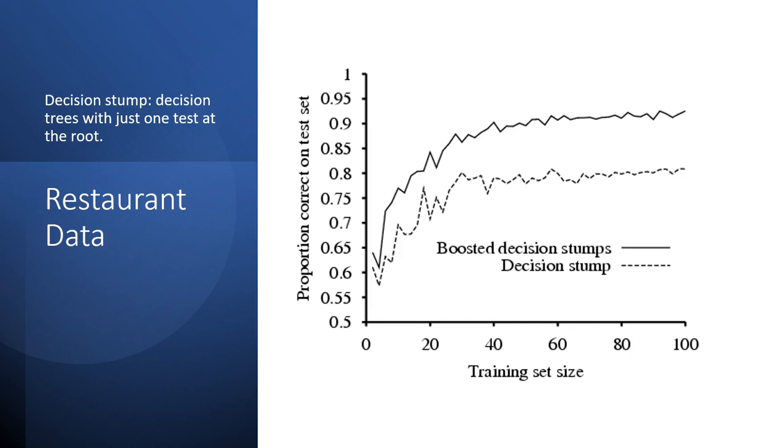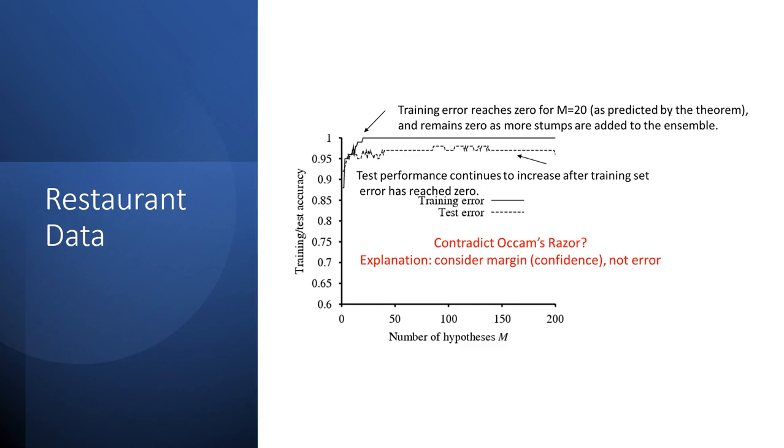So here we're looking at some restaurant data, and a decision stump is a decision tree with just one test at the root. Here we see the relationship between the proportion correct on the test set compared to our training set size. Our boosted decision stumps are doing much better overall than our decision stumps. And if we look at it again, we see that our training error is going to reach 0 when our size is 20, which is predicted by the theorem, and it's going to remain at 0 as more stumps are added to our ensemble.